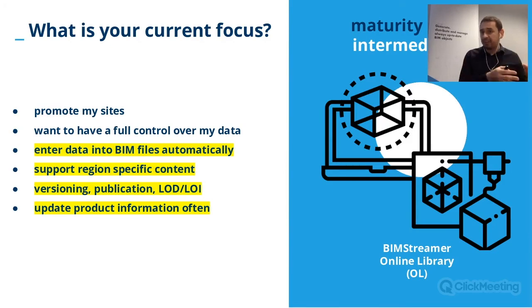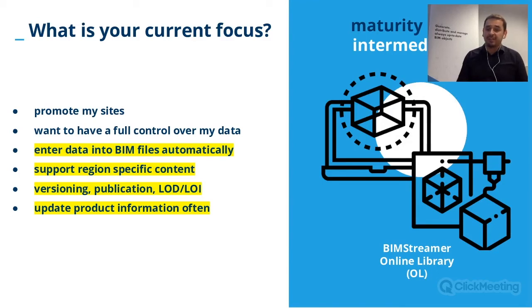For instance, apart from the online library that I mentioned at the very beginning, you might also be interested in using a BIM solution similar to BIM Streamer Server, which can automatically combine the data with the 3D geometry file, generate content specific to particular regions, do the versioning of historical files, and do the publications to your online libraries. And if you would like to control different levels of information or level of detail, because, for instance, you would like to optimize the sizes of your files, this could also be a solution for you.